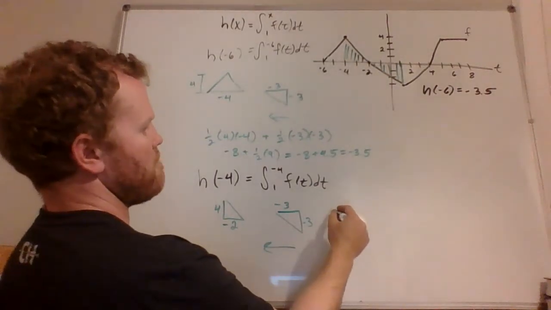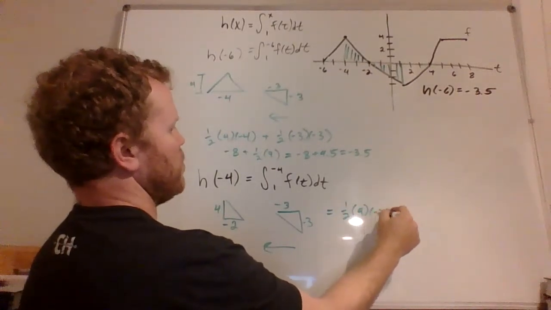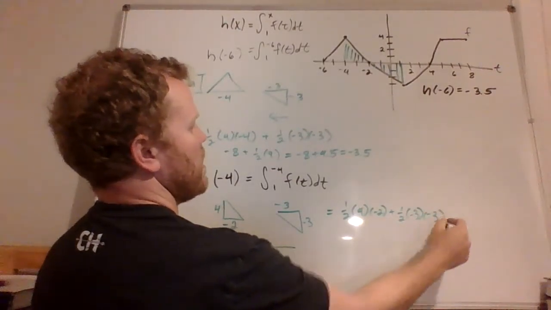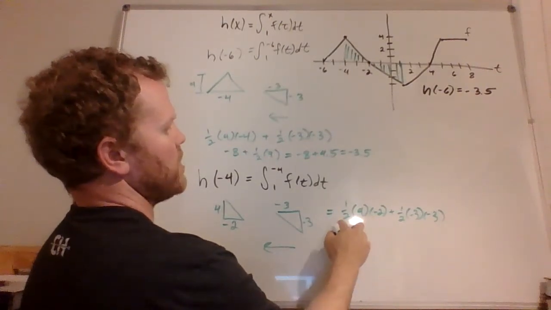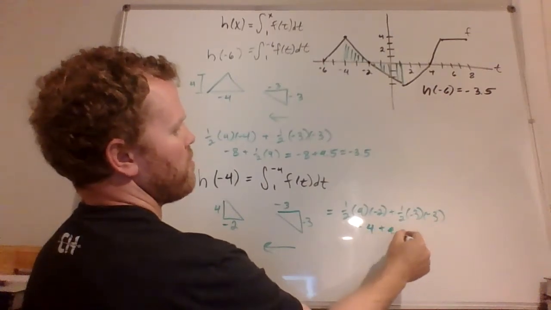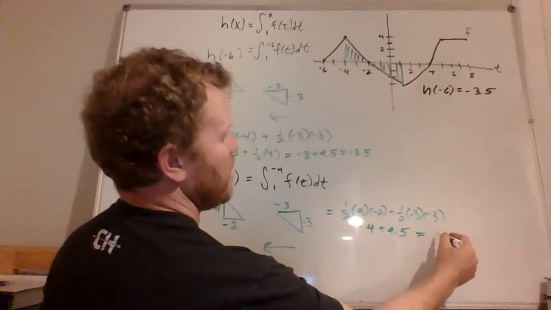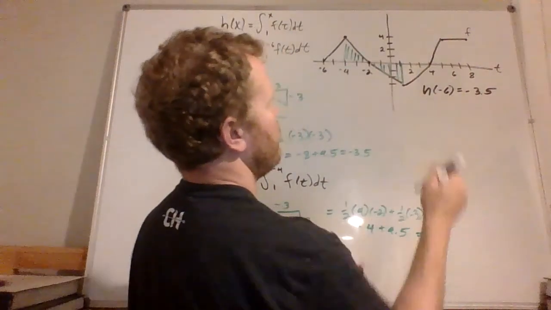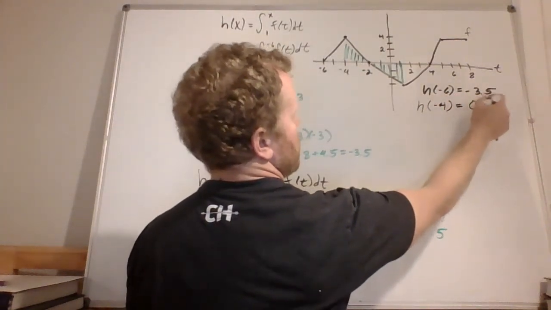So this is going to wind up being half of 4 by negative 2 plus half of negative 3 by negative 3. So this should be negative 8 times a half. So that's just negative 4 plus 4.5, just like it was before. That should be a half. So h of negative 4 is just 0.5.